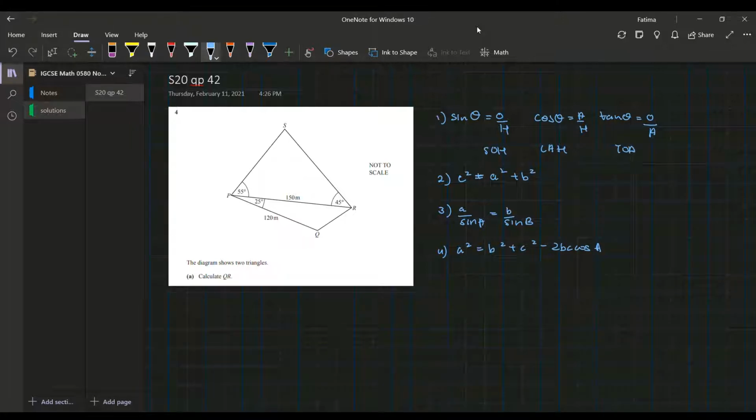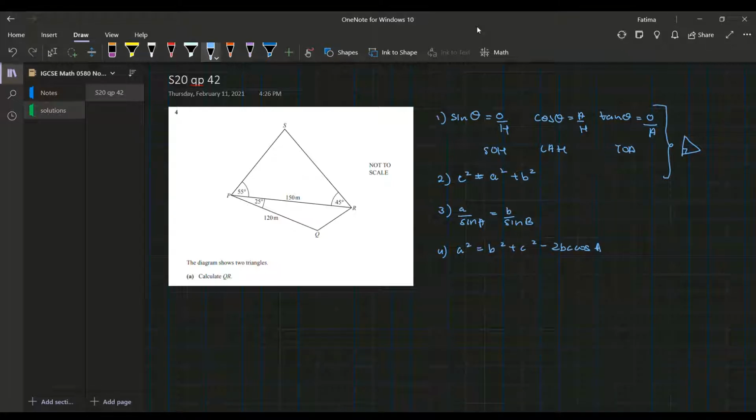You would have to know that number 1 and number 2 can only be applied in right angle triangles. So you need a 90-degree angle present. And by the looks of this question, it doesn't seem like there are any 90-degree angles present, so we'll probably only be using approach 3 and 4 or both. So the first part was to calculate the length QR.